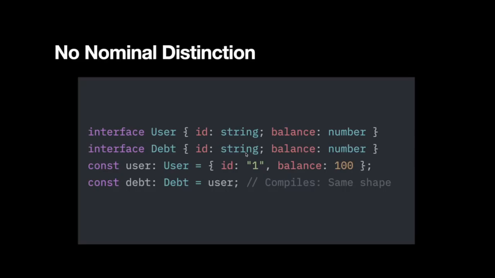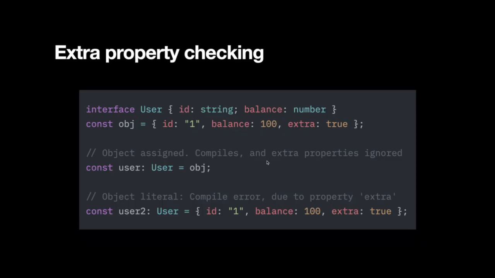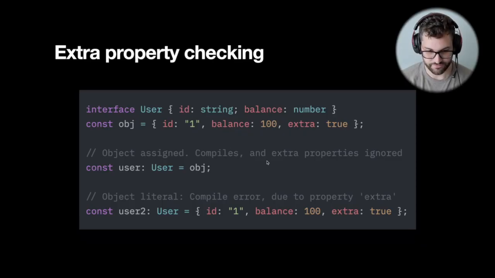Now, here's one more nuance. Let's say that we have the same User interface and we create an object that has an additional property, which is the extra: true property. It's a Boolean property. So if we assign this object to user, it compiles, and the extra property is basically ignored. It satisfies the minimal shape of the User interface. However, if we create an object literal under the User shape or the User interface, we get a compile error due to this extra property.